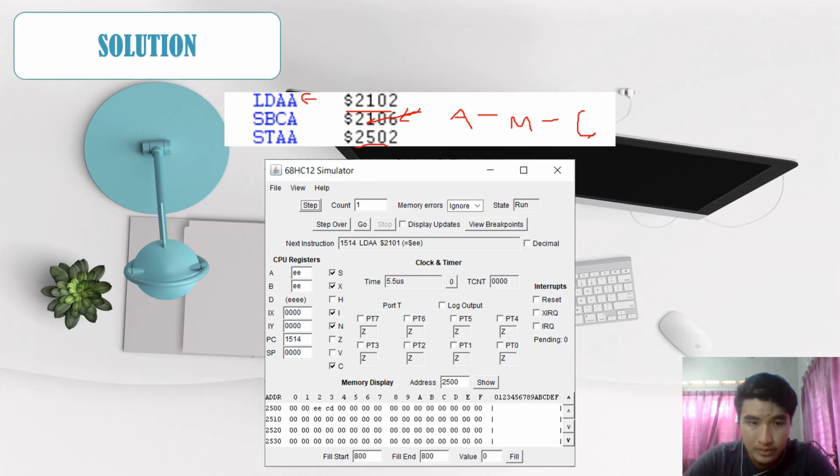Okay, we can see here. Where is 2502? This is the answer for the second operation. And in the previous slide, the memory location of the answer was 2503. So this is the answer for the first operation.